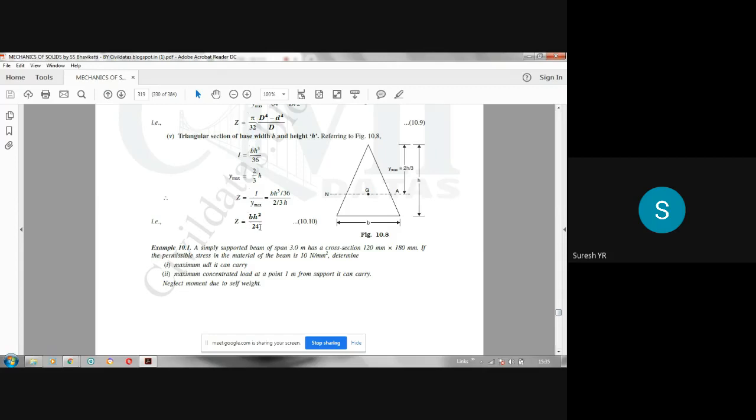The unit of section modulus will be millimeter cube. So I will be in millimeter power 4, Y max will be in millimeter. So millimeter power 4 divided by millimeter will be millimeter cube.